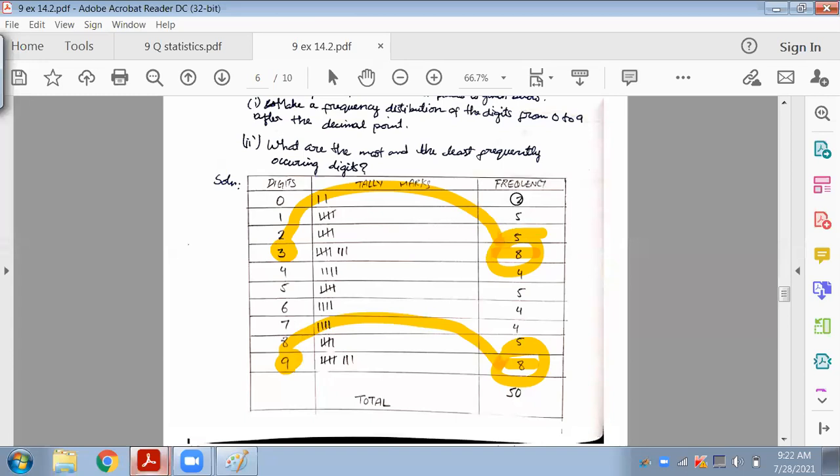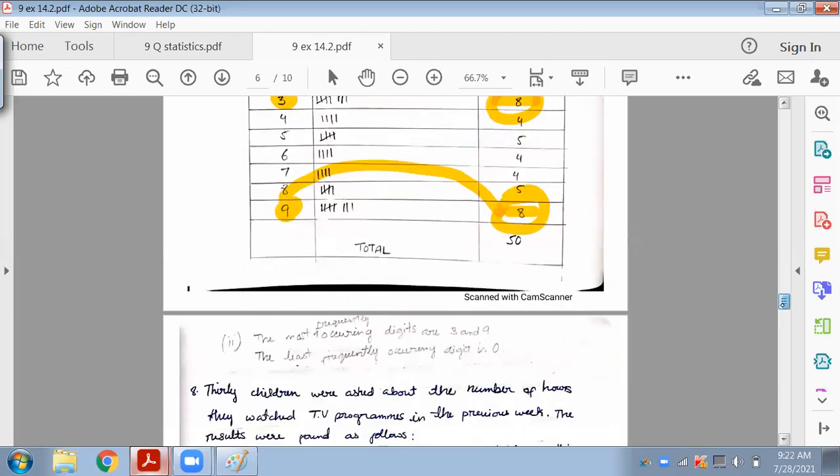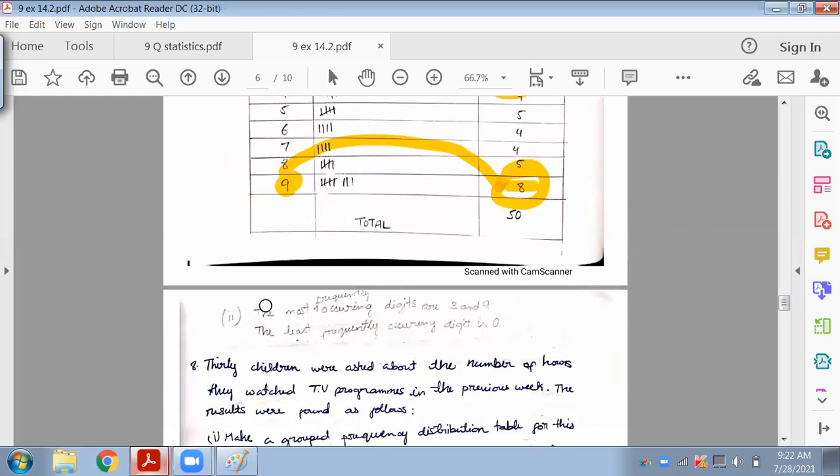And in the same way, the least frequency is 2. So the least occurring digit is 0. So you can write the answer. The most frequent occurring digits are 3 and 9, and the least frequent occurring digit is 0. So see this and write. So the answer to part two will be: the most frequent occurring digits are 3 and 9, and the least frequent occurring digit is 0.